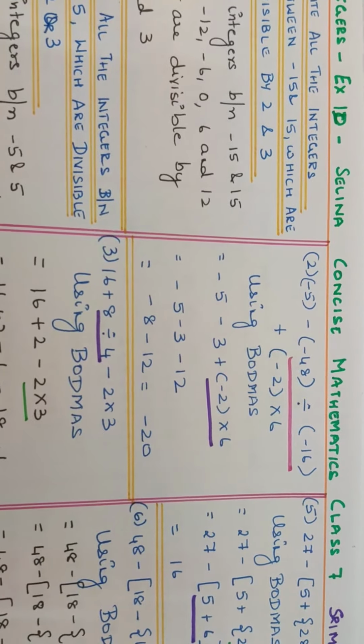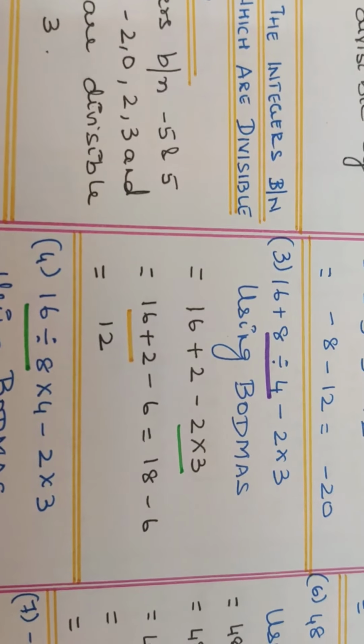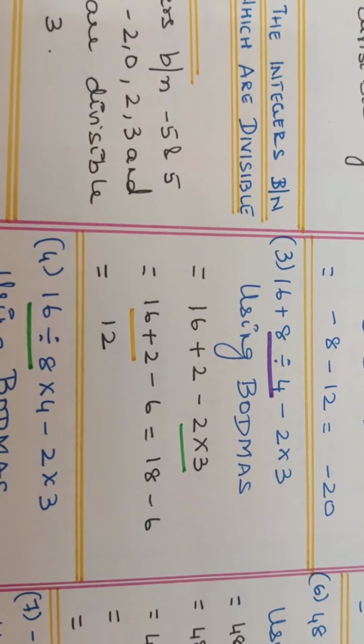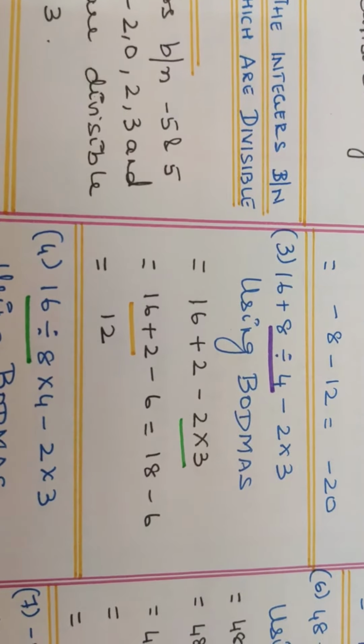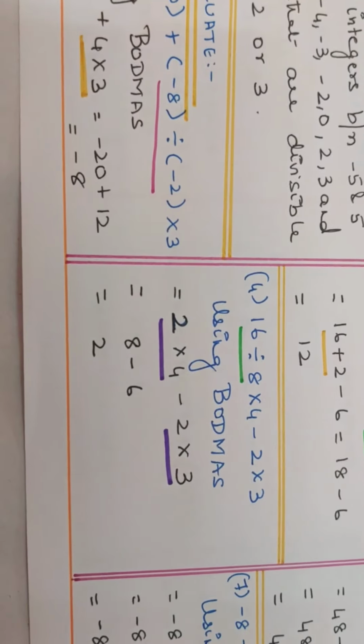The third one, 16 plus 8 divided by 4 minus 2 into 3. Using BODMAS, again division has to be performed first. So it becomes 16 plus 2 minus 2 into 3. Now follow multiplication. Therefore 2 into 3 is nothing but 6. Therefore the expression becomes 16 plus 2 minus 6. Now I do the addition. 16 plus 2 is 18. Therefore the expression becomes 18 minus 6 and the answer comes to 12. So remember the principle of BODMAS and all these simplifications become very easy.